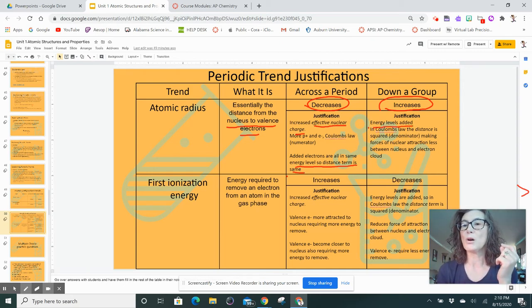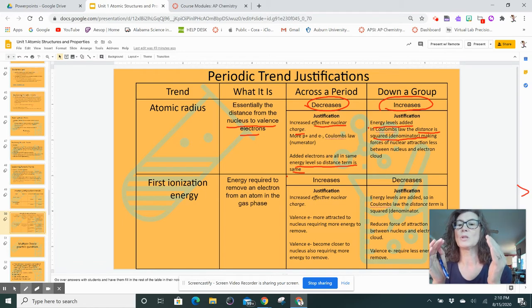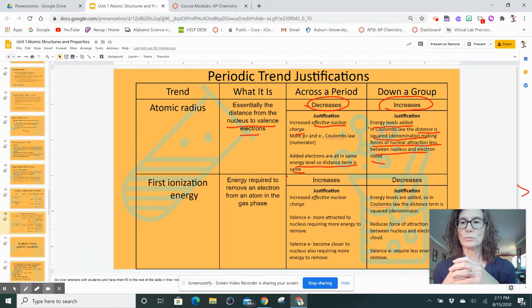According to Coulomb's law, the distance is in the denominator, the distance between those two charged particles. As that distance gets bigger and bigger, it makes the force of attraction less and less. So as the radius gets bigger because of the energy levels being added on, the force of attraction gets smaller. So the atomic radius gets bigger.